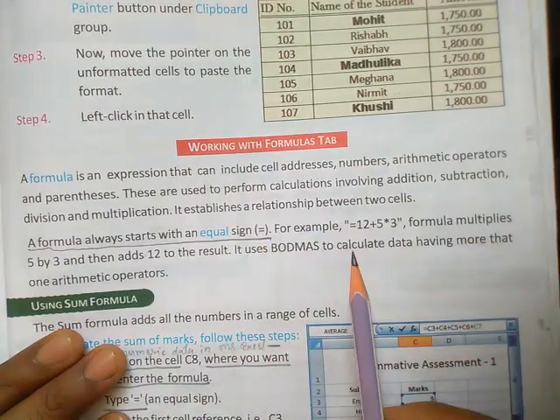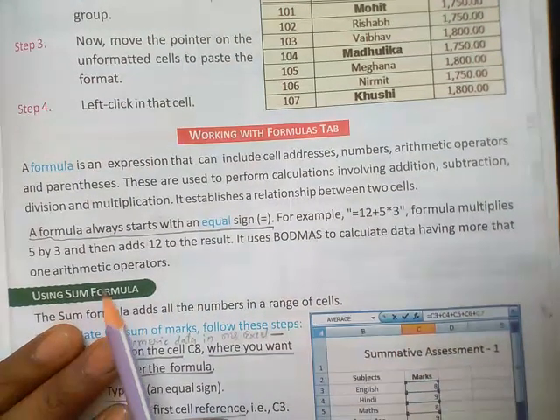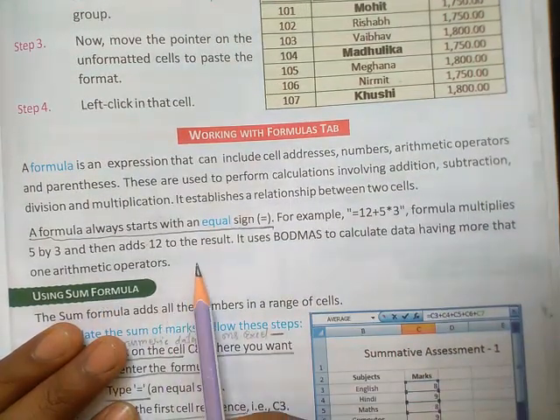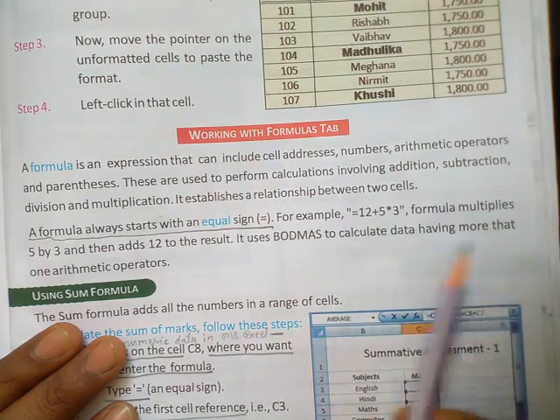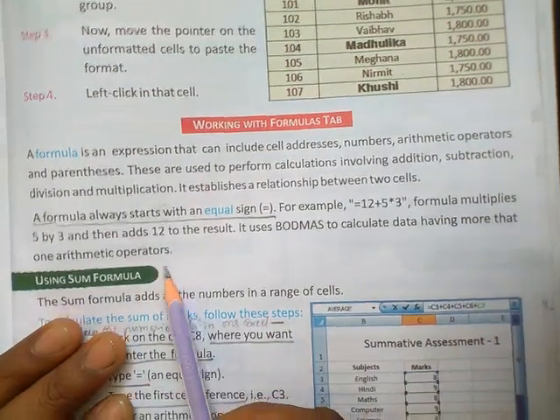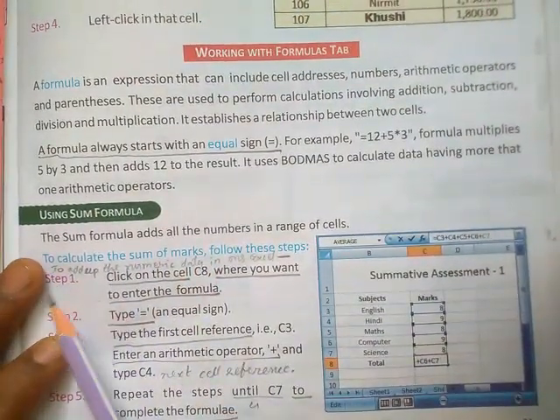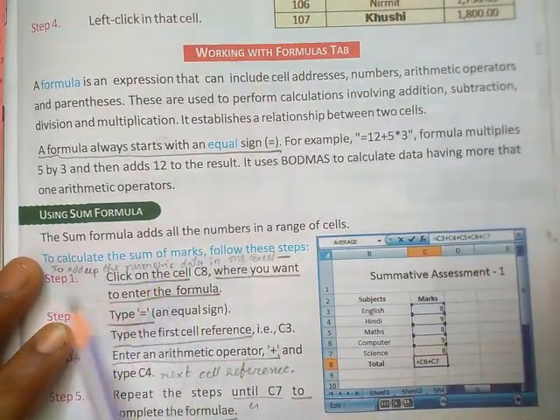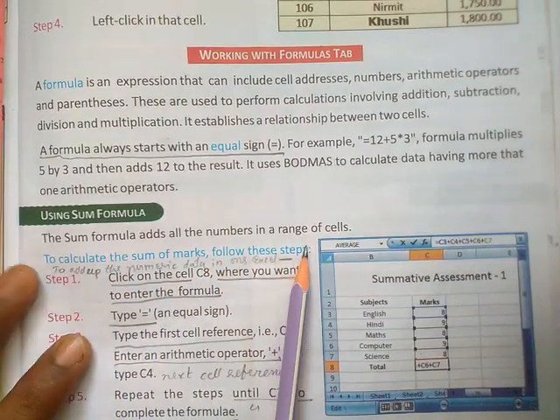For example, equal 12 plus 5 into 3. The formula multiplies 5 by 3 and then adds 12 to the result. It uses BODMAS to calculate data having more than one arithmetic operator. Using the sum formula: how will we use the sum formula? Let's see. The sum formula adds all the numbers in a range of cells.